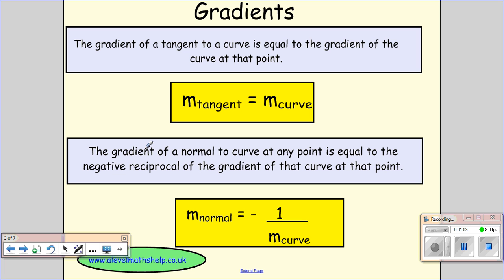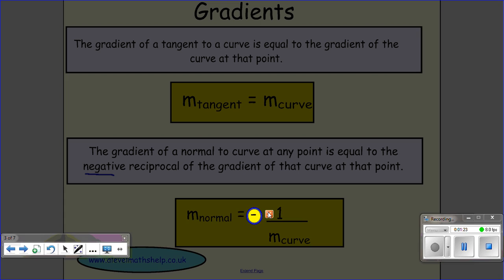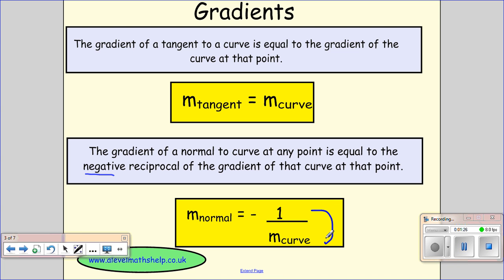Now the gradient of the normal is the negative reciprocal of the gradient of the curve or the tangent at that point. You will have done that hopefully before. So when you have one line which is perpendicular to the other, we use the negative reciprocal. So negative just means you change the sign, and reciprocal means you flip it. So you put whatever's on the top on the bottom, or whatever's on the bottom on the top. So if the gradient of the tangent was 6, the gradient of the normal would be minus 1 over 6.